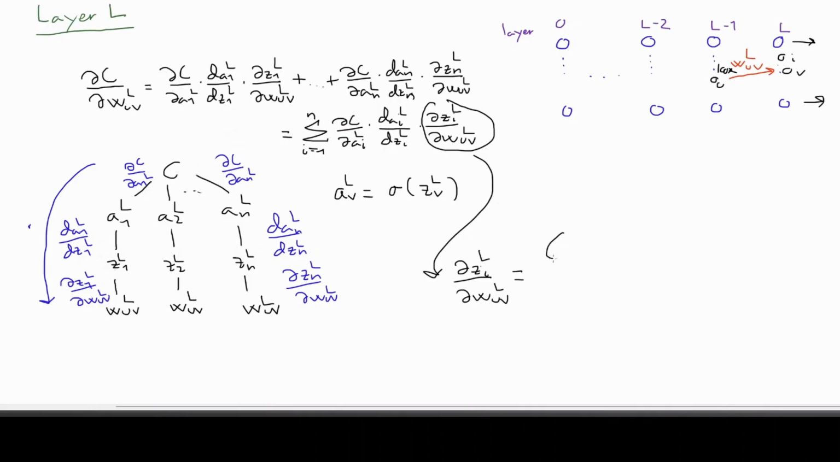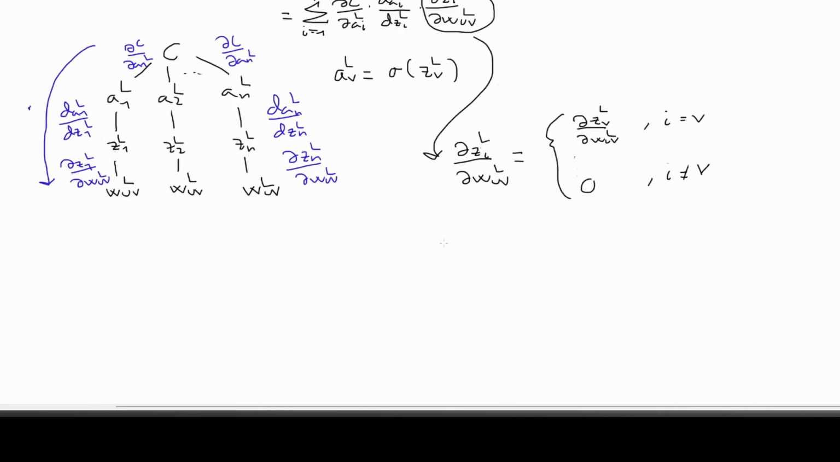When i is equal to v, we get the partial derivative of the weighted input at v with respect to our weight. Now this was a non-zero term because the weight here actually affects the vth neuron. So this is when i is equal to v. And when i is not equal to v, we get 0. So now let's try to compute this partial derivative right here.